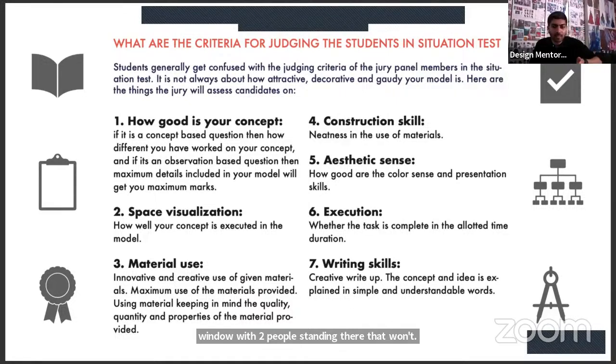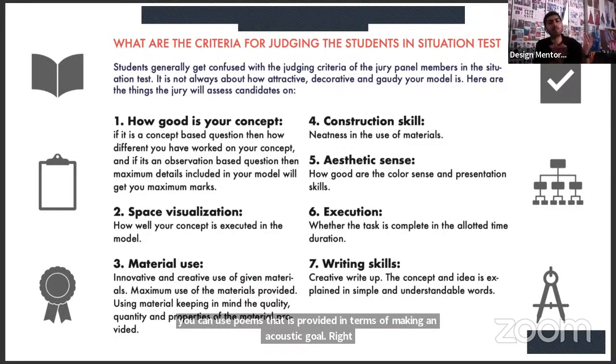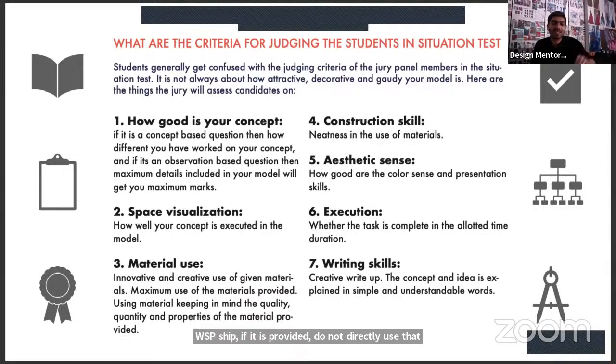If you have been given clay, you can use clay to mold speakers and attach them on the walls that you're creating. You can use foam sheet, if provided, in terms of making an acoustic wall. OHP sheet, if it is provided, do not directly use that OHP sheet as it is. Cut it into pieces, make frames. Make it look like a recording studio if a musician is working over it.